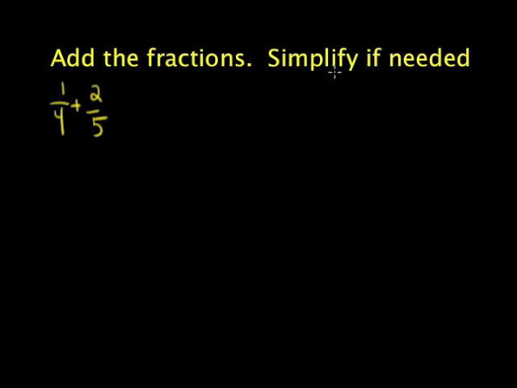Alright, our job is to add the fractions and simplify if needed. So our fractions here are 1/4 and 2/5. And I can see that our denominators are not the same. So we're going to figure out what common multiple they have together so we can have a common denominator.